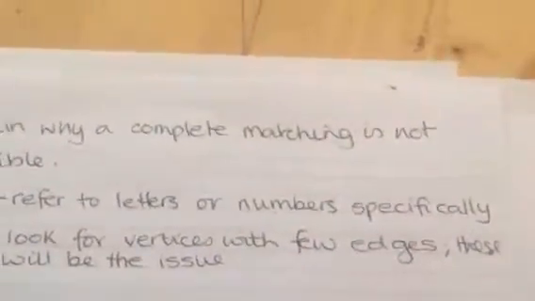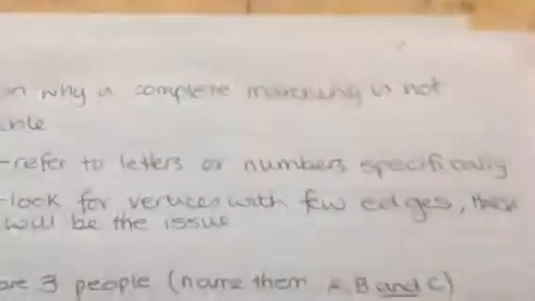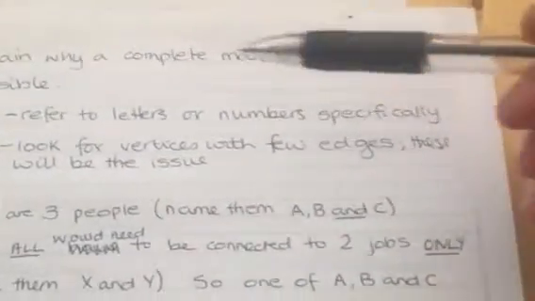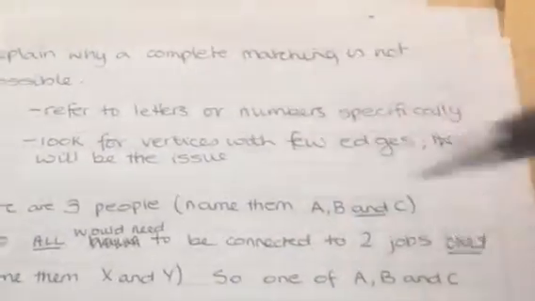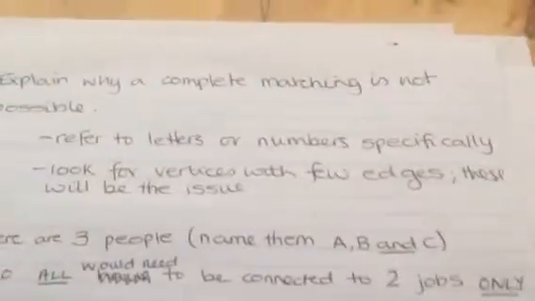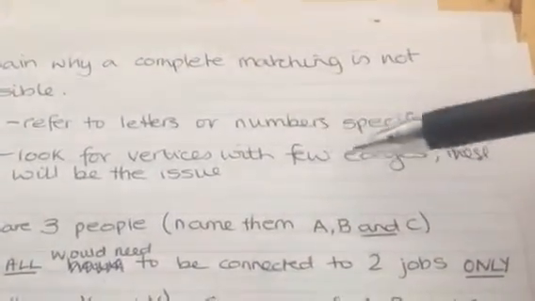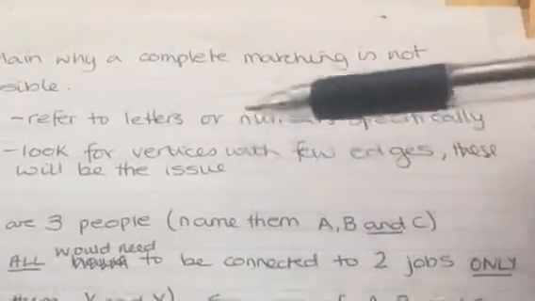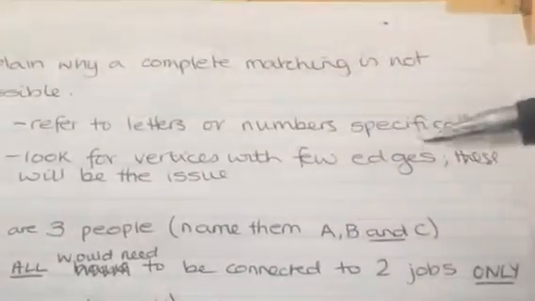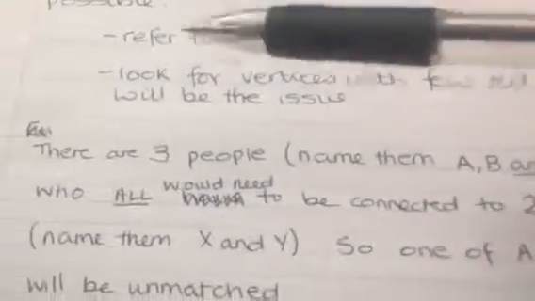A very common question in matching questions is to explain why a complete matching is not possible. So you need to refer specifically to the letters or the numbers. You cannot give just a general explanation. You've got to refer to the example they give you. To identify where the issues are and where it's not possible to match, look for vertices with few edges and sort of trace those paths, and then you should be able to spot where you've got, say, 3 things matched to just 2 activities. So the sentence you need to write goes something like this.